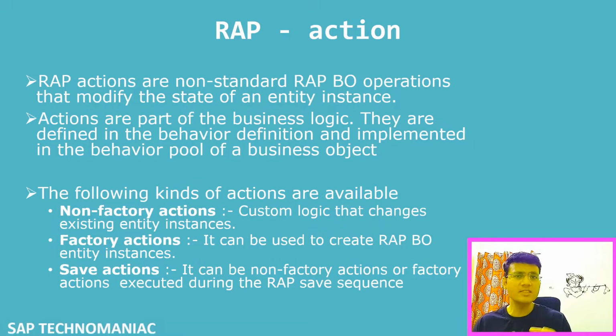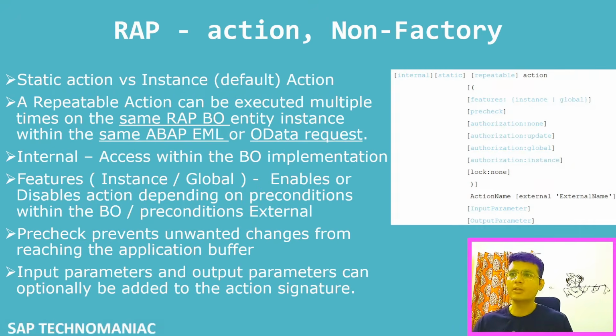And the save actions are the actions that will be triggered only during the save sequence, when our saver class will be executed. Only during that time will they execute. They will not execute during the interaction phase. Those are called the save actions. We will talk about the non-factory, factory and save actions more in this slide. So first we will discuss the factory actions.